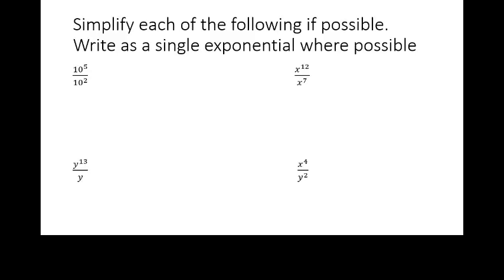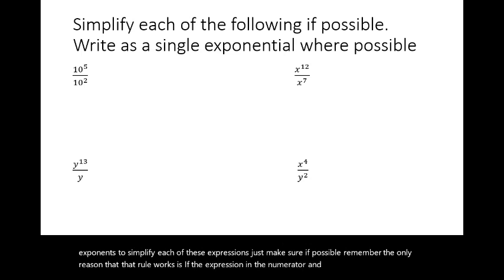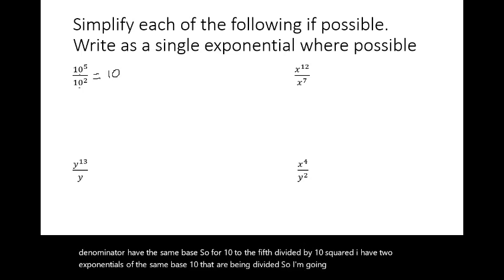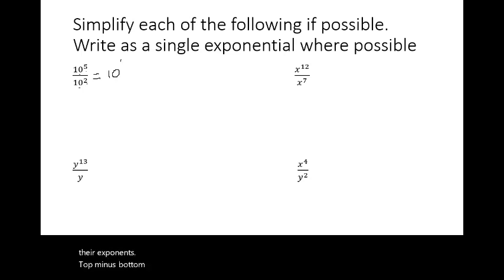So what we're going to do for each of these is use the quotient rule for exponents to simplify each of these expressions. Just make sure, if possible, remember the only reason that rule works is if the expression in the numerator and the expression in the denominator have the same base. So for 10 to the 5th divided by 10 squared, I have two exponentials of the same base 10 that are being divided. So I'm going to simplify by subtracting their exponents, top minus bottom. So 5 minus 2 will give us 3, so 10 to the 3rd is going to be fully simplified.